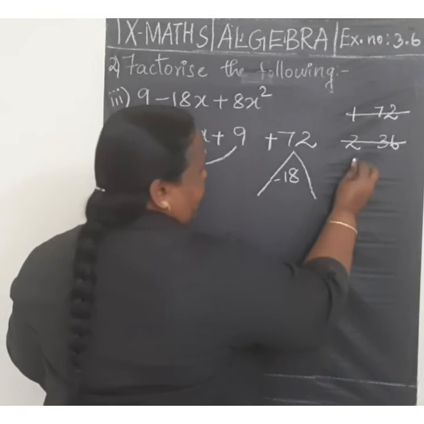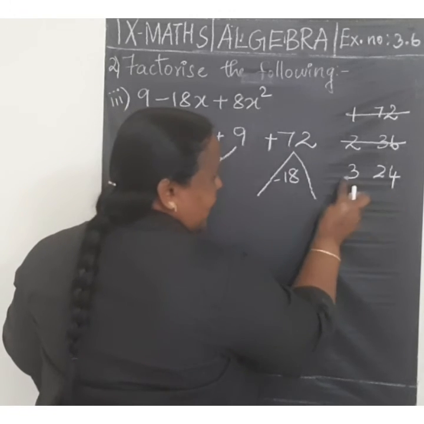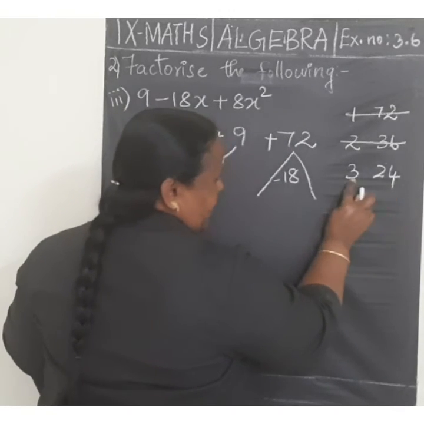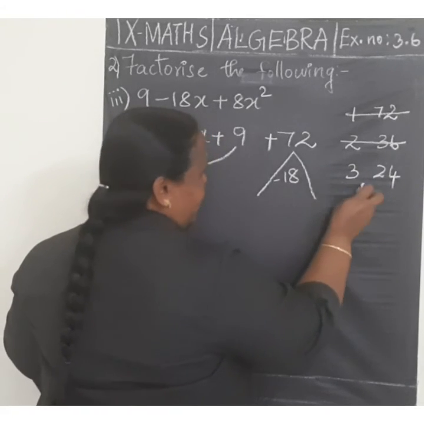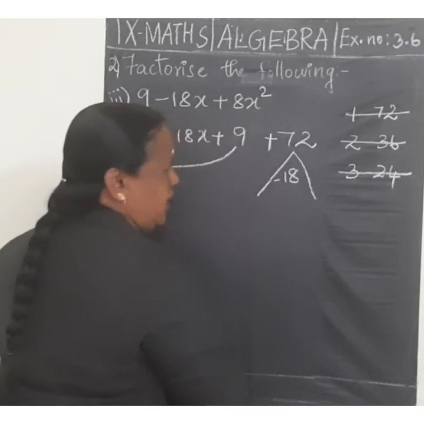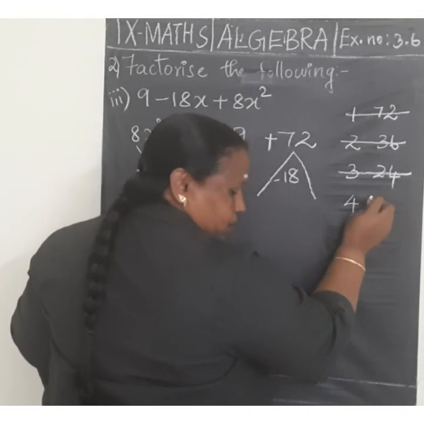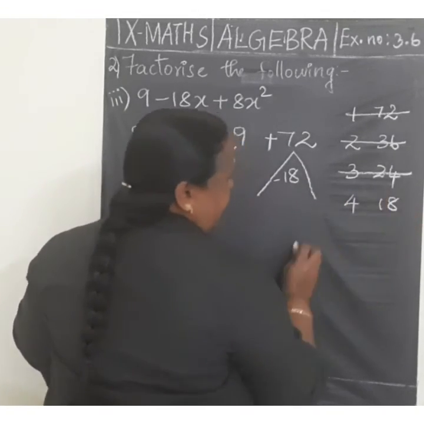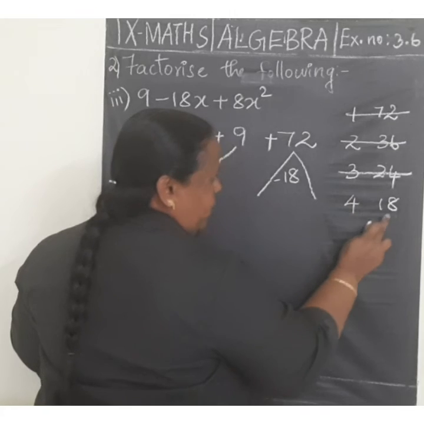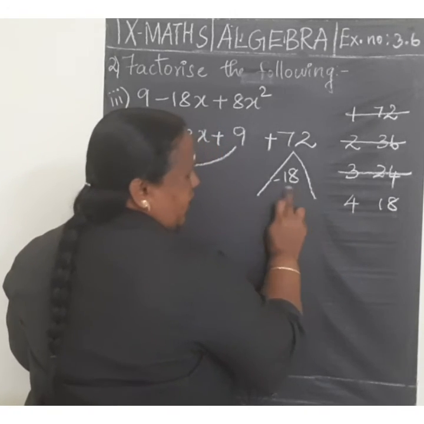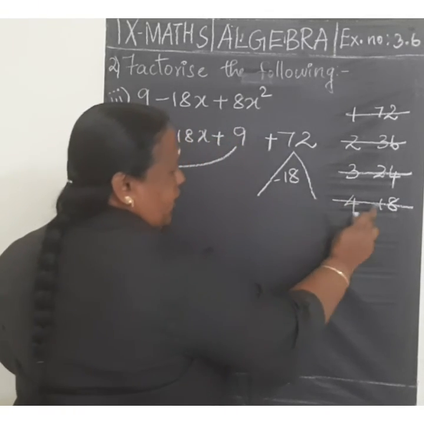Next we will go for the third table. 3 times 24 is 72. If we add, 3 plus 24 is 27, and 24 minus 3 is 21. We are not getting this 18, so we can't take 3 and 24. Next we go for the fourth table, 4 into 18 is 72. If we add, 4 plus 18 is 22, and 18 minus 4 is 14. But we are not getting 18, so we can't take 4 and 18 also.